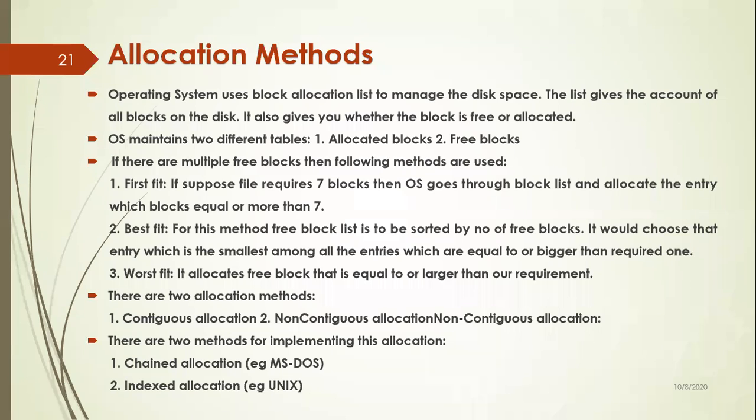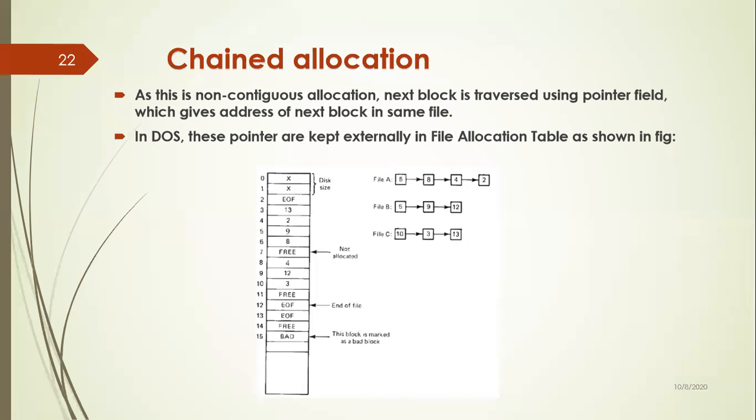Now, as I said, for the non-contiguous allocation, there are two ways to implement that. First is chain allocation and another is indexed allocation. Now we'll see chain allocation and index allocation one by one. Chain allocation, just see the diagram. In the diagram, I have taken three files: file A, file B, and file C.